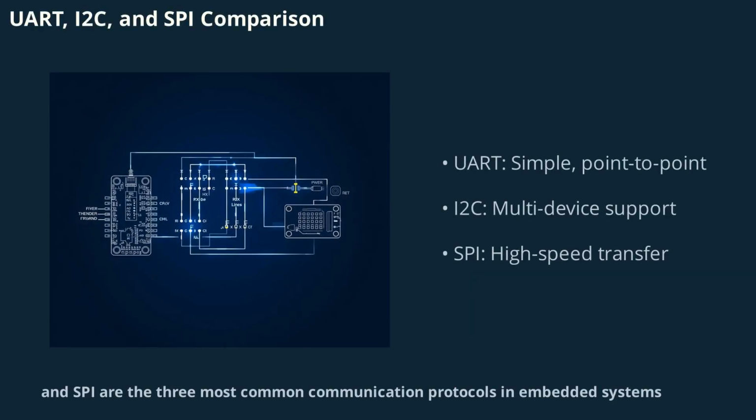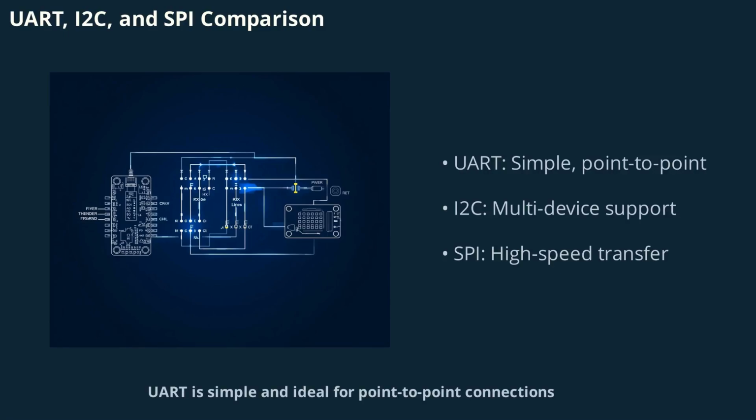UART, I2C, and SPI are the three most common communication protocols in embedded systems. UART is simple and ideal for point-to-point connections. I2C supports multiple devices on the same bus, while SPI offers high-speed synchronous data transfer. Choosing the right protocol depends on your application's requirements for speed, complexity, and device count.